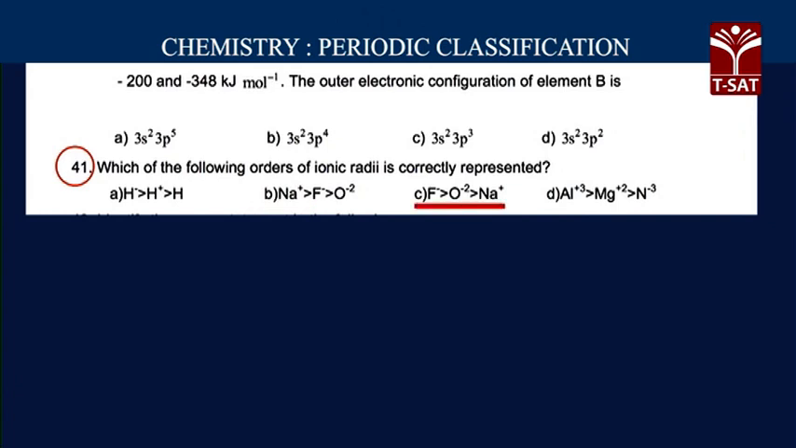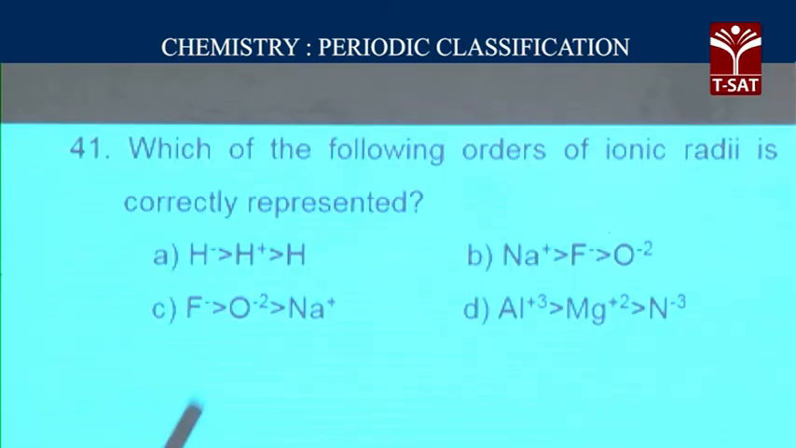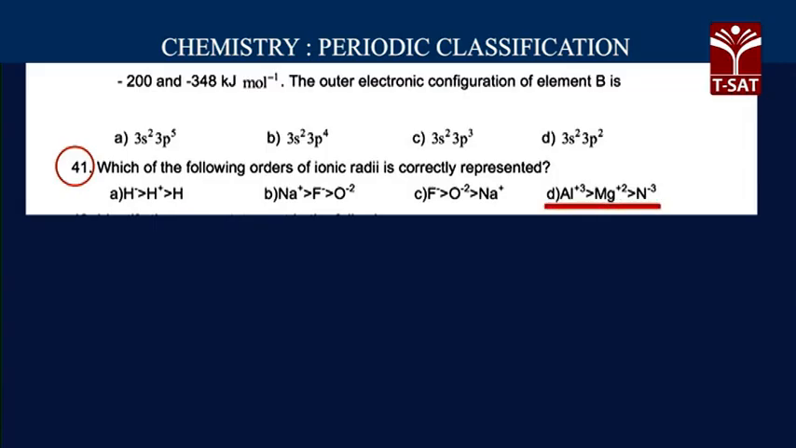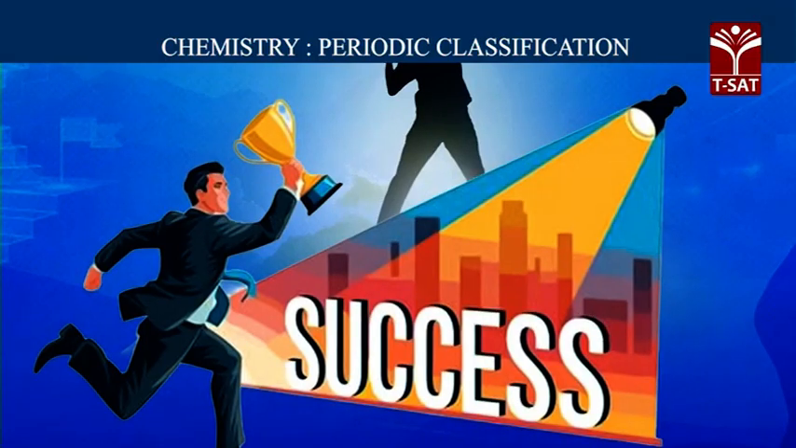In the case of C, F minus greater than O minus 2 greater than Na plus. This option is also wrong. An oxide ion is larger than a fluoride ion. In D, the cation with a higher positive charge is given a larger size, which is not possible. So, for this question, there is in fact no correct option.